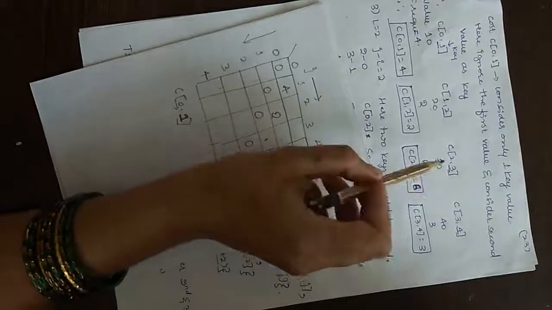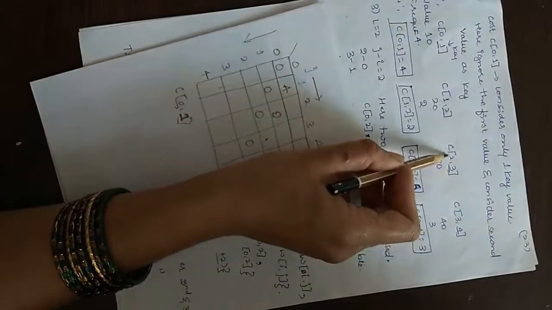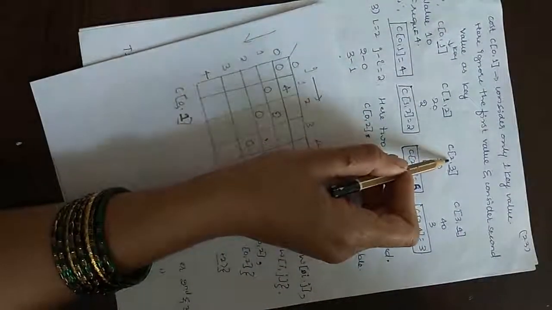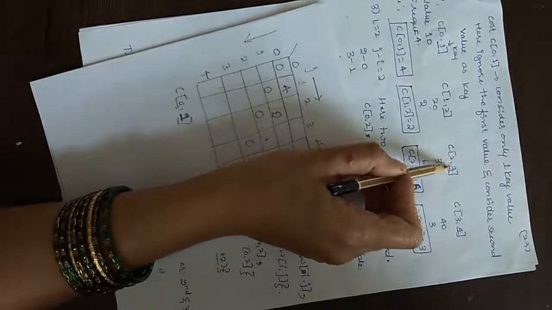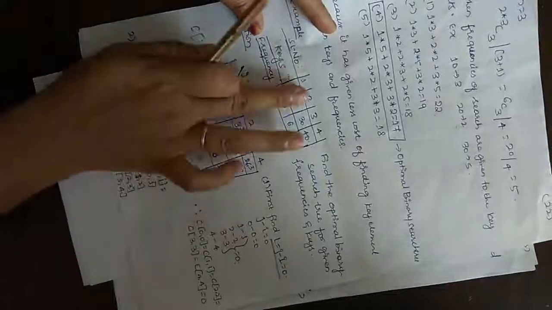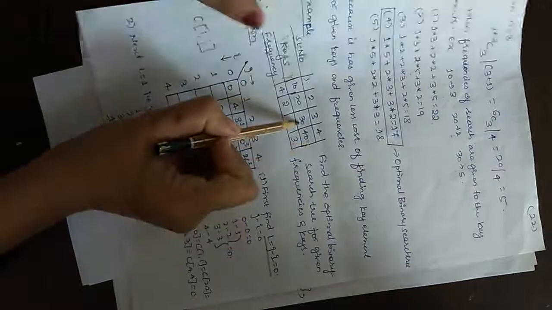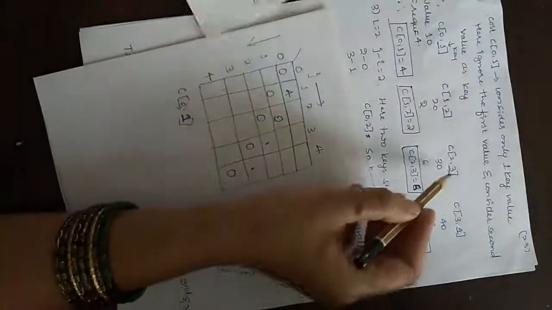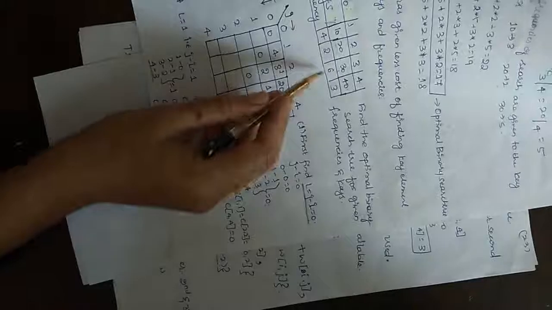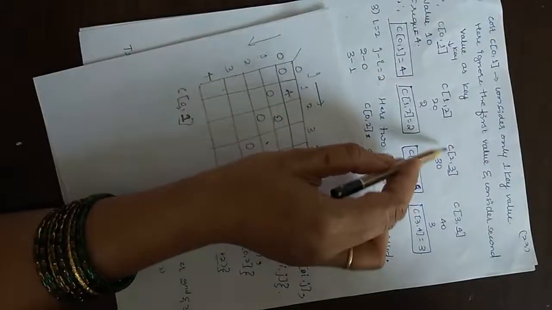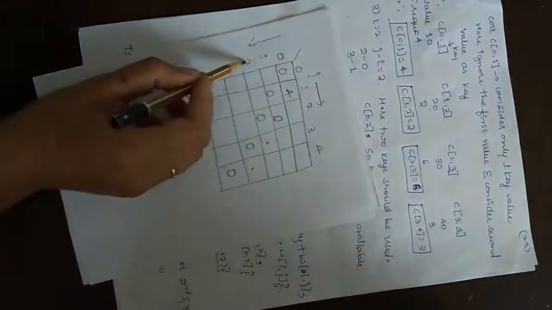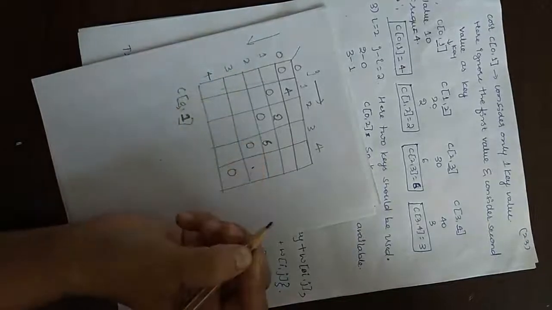Okay, next one, C of 2, 3 we have to find here. The first number indicates neglecting. So neglect till 2 and consider only the third key. Whatever 2 keys are there, we are going to neglect these 2 keys and consider only the third key. So the third key is what? 30. Its frequency is given as 6. So the cost of 2, 3 is 6.